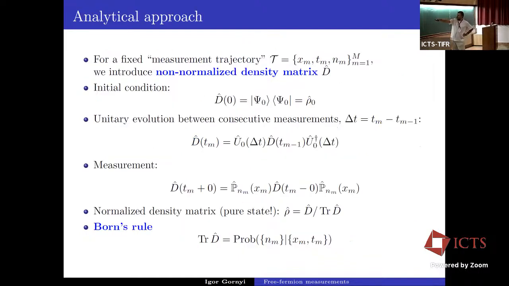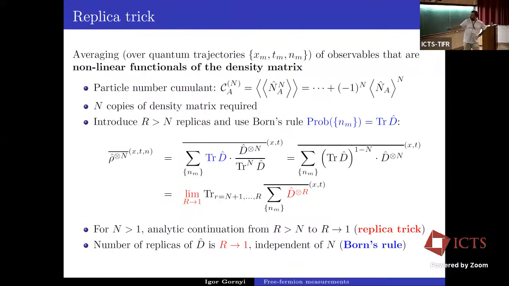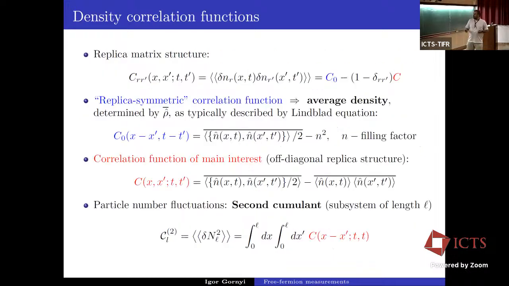This is just the same, but this allows us to average just a product of R copies of the system's density matrix. And the replica limit for finding the observables here is R to 1. This is the replica limit. Okay, so we use the replica trick, but it's unconventional. It's different from the one used for studying Anderson localization, where the number of replicas is set to 0. Okay, so these are the correlation functions that we are calculating. They are matrices in the replica space.